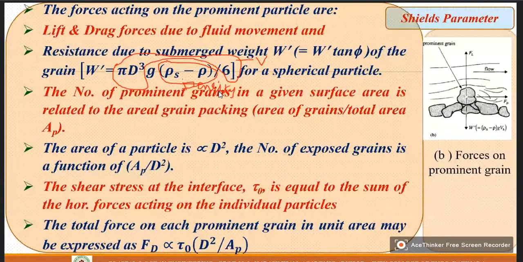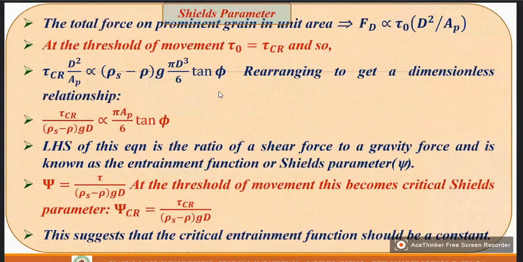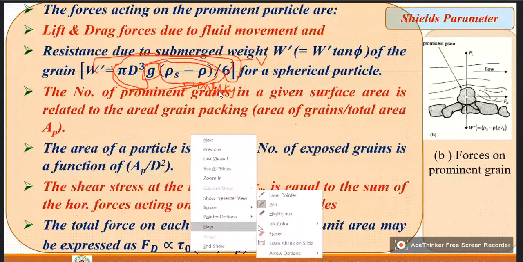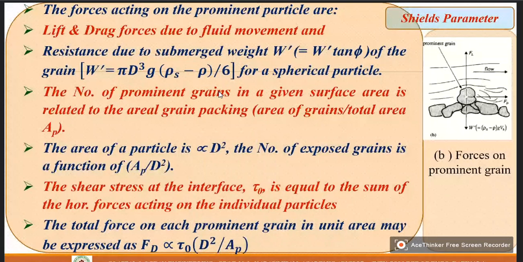So submerged density multiplied by volume will give you mass, submerged mass. That multiplied by g will give you weight. So that weight is W dash. That multiplied by tan phi is your resistance.